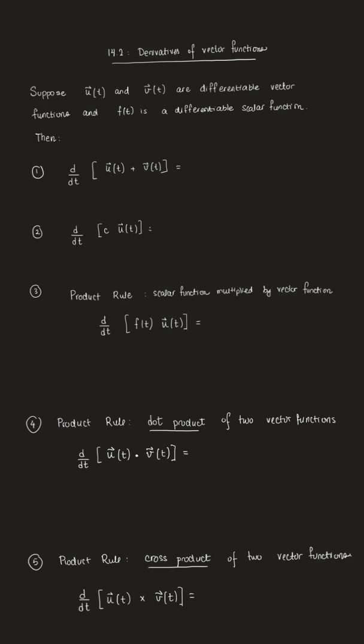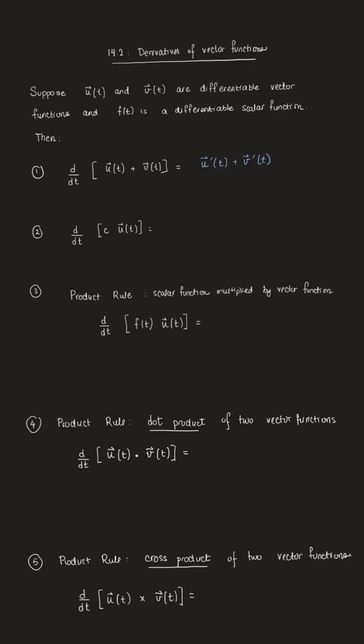So the derivative of the sum of two vector functions will be the derivatives of each of those two vector functions added to each other. So I'm going to write that as u prime of t plus v prime of t. So this is the same as with scalar functions, where we have a sum and difference rule. And this could have just as easily been a difference.